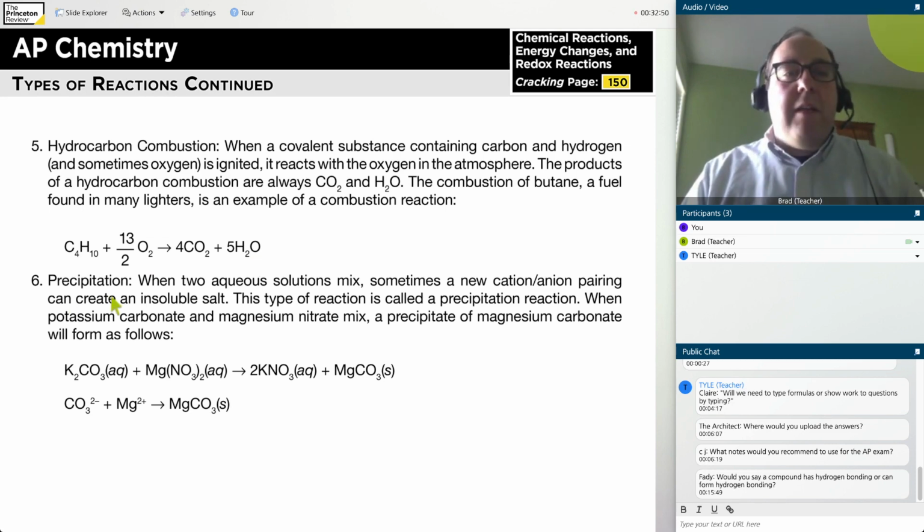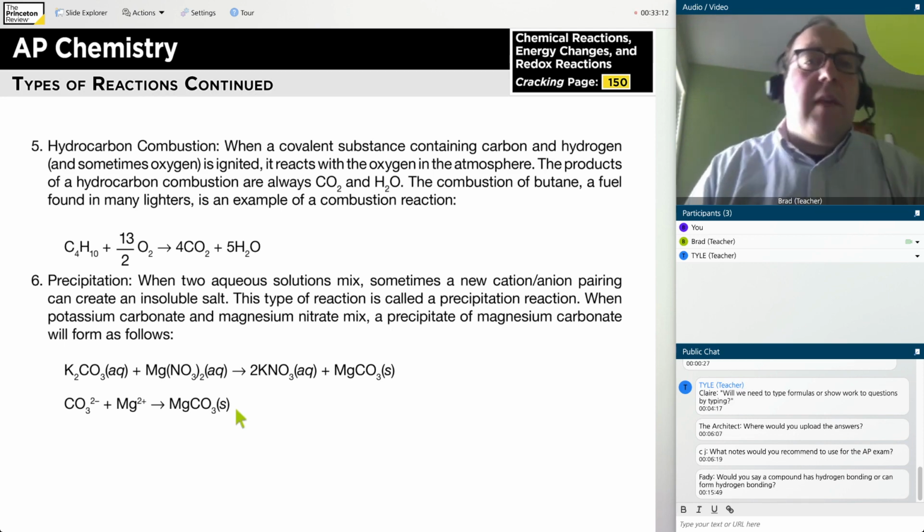Finally, here you also might see precipitation reactions. Precipitation reactions occur when you have two soluble species which react to form at least one insoluble species, right? So in this case, magnesium carbonate is an insoluble salt, and so that would precipitate out as the solid. Solubility rules are a good thing that you might want to put on your crib sheet. There was a question about that earlier.